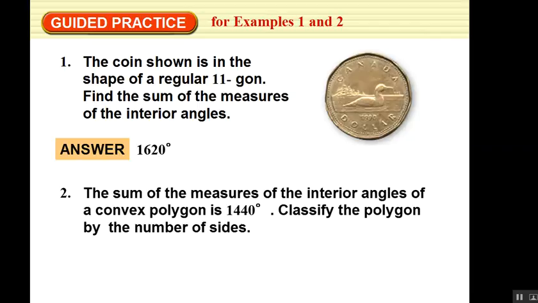Another application, classify the polygon by the number of sides. So you're given what the angles add up to, and you need to find n. (n minus 2) times 180 equals 1440. Solve for n. So you're going to divide 1440 by 180, then you're going to add 2 on both sides. It gives you a decagon. So that's 10 sides.